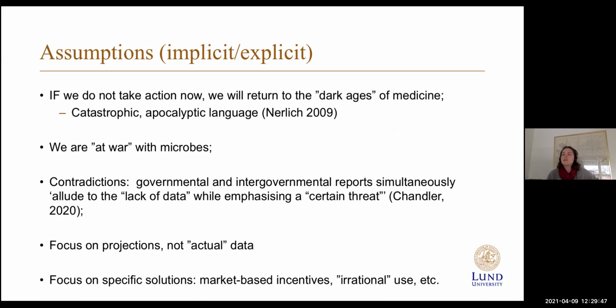There's also this contradiction that Claire Chandler notes, how a lot of governmental and intergovernmental reports will simultaneously allude to a lack of data while emphasizing a certain threat. So they're saying, we don't have data, we need more data on this, but bad things are going to happen if we don't act now. There's this weird contradiction or tension. There's also a lot of focus on projections, not actual data.